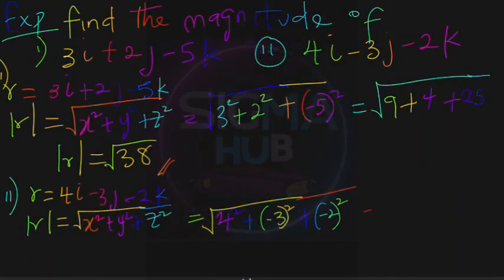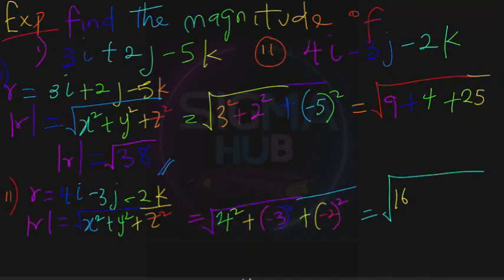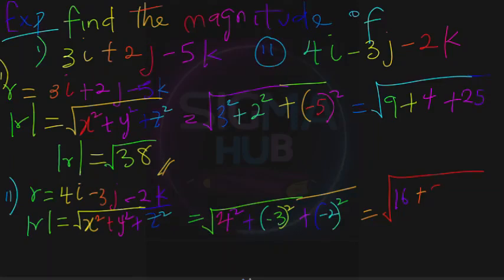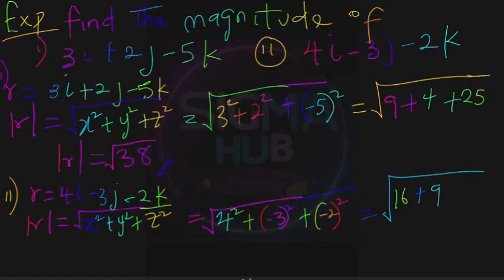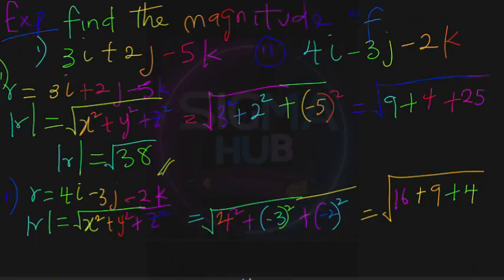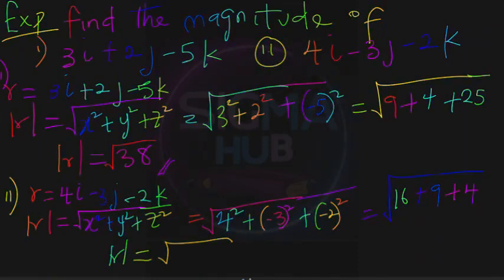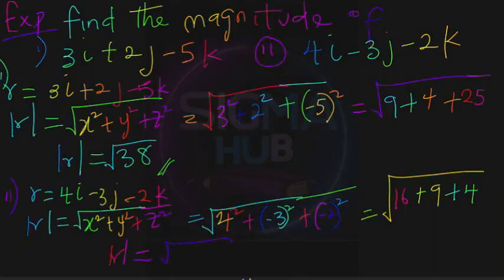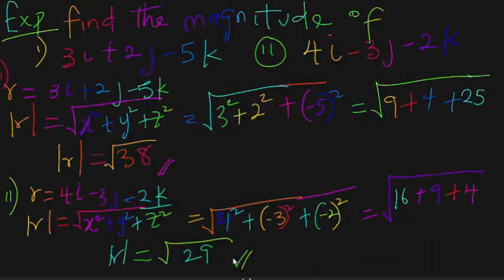So when we add this together, we have the square root of 4 squared is 16. Minus times minus will definitely give us plus. So minus 3 squared is plus 9. The same thing with minus 2. Minus times minus will give us plus. So minus 2 squared will give us plus 4. Now adding all this together, we have the modulus or the magnitude of r is the square root of 16 plus 9 is 25. And 25 plus 4 is 29. So the answer here is the square root of 29.